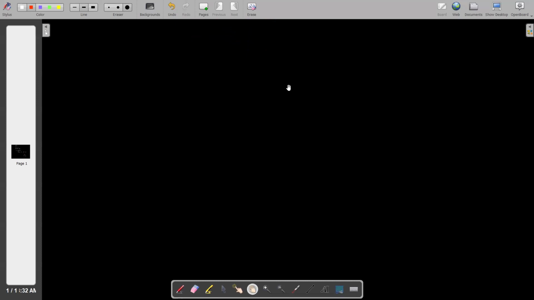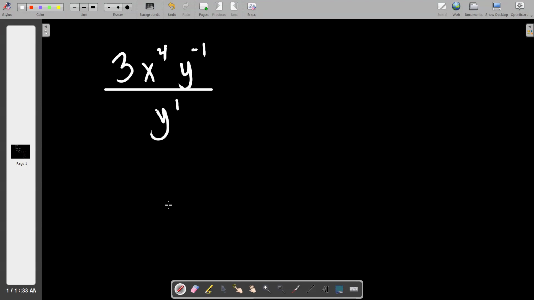So for number 10, first off, again, I'm sure that we agree that the 3 just stays. So the 3 just says, I'm going to hang here. And then the x to the 4th also says, I'm just going to hang here, right? Now, the thing about the y's is there's a y to the -1st on top, and there's a y to the 1st on bottom. So what we need to do is subtract them. So we're going to do -1 minus 1. What is -1 minus 1? What'd you say?